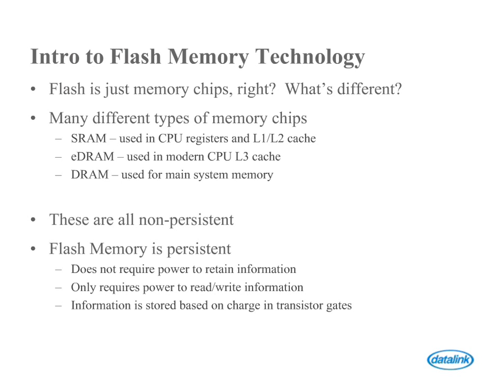The types of memory chips that we normally work with are not persistent. So if we lose power, all the information that's contained in those memory chips goes away. Flash memory is different. Flash memory is persistent memory chips that don't require power to retain information. Power is only used if we need to read and write information.